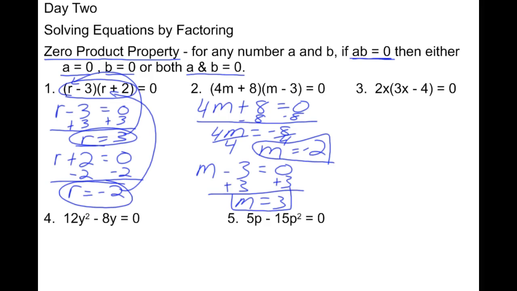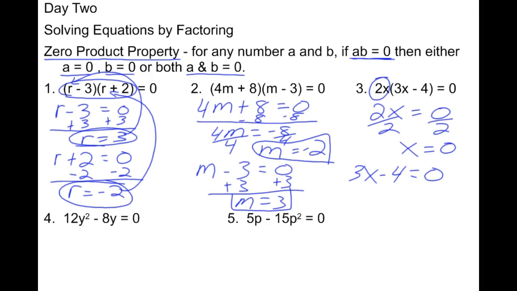Number 3, remember, the products. The products, for it to be equal to 0, one of those numbers has to be 0. So either the 2x has to equal 0, or the 3x minus 4 has to equal 0. Divide by 2, x equals 0. Add the 4, 3x equals 4, divide by 3, x is equal to 4/3. Now you can leave it 4/3 or 1 1/3 or its decimal equivalent, whichever one you're happier with. Okay, so that was 1, 2, and 3.